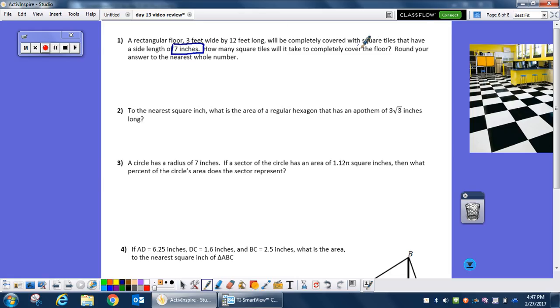So we have the square, and then you have the rectangular room. Hopefully you realize that the tile is in inches and the floor is in feet. So what we've been doing is converting the rectangular room into inches, which means you multiply by 12. So to find our area of the floor in inches, we would do 3 times 12 is 36, times 12 times 12, which is 144.